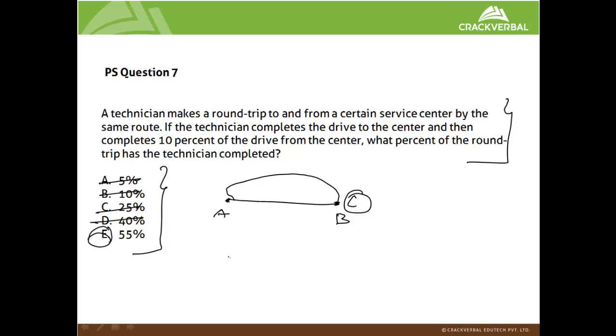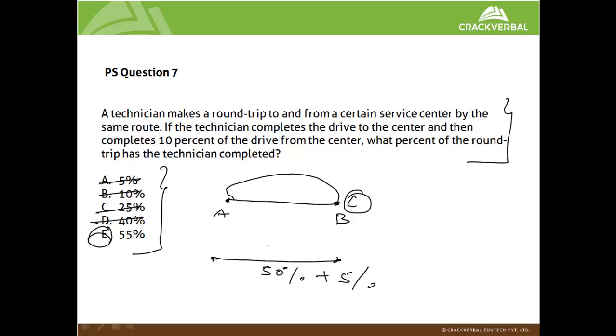it's a successive discount, that is, from A to B he has already covered 50% of the distance. The next line is something very important: 10% of the drive from the center. Many students here end up adding 10%, which is wrong. Here it is 10% of the 50%, which is another 5%.